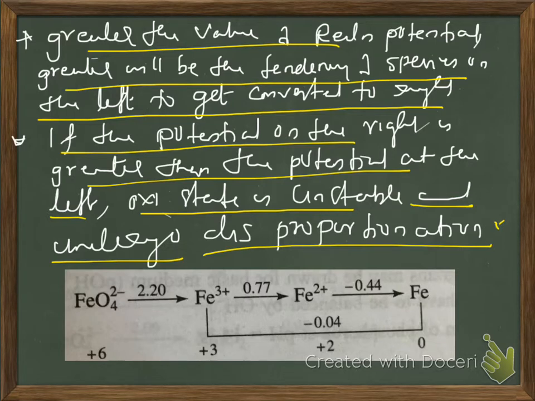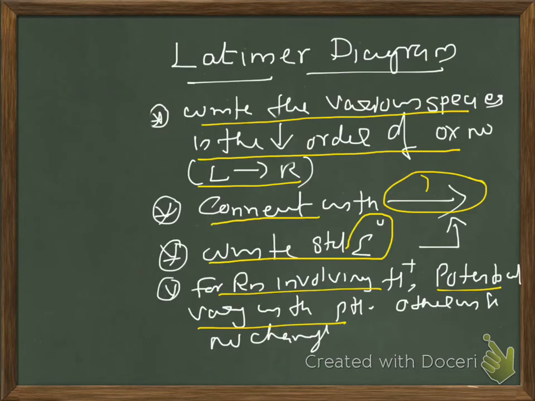So this is the Latimer diagram for iron. Iron can have plus 6, plus 3, plus 2 and 0 oxidation numbers under normal conditions. But plus 6 is stable only at higher pH or in basic medium. So the highest oxidation number is written first, on the left. Then when we move from left to right, the oxidation number decreases. That was the first statement.